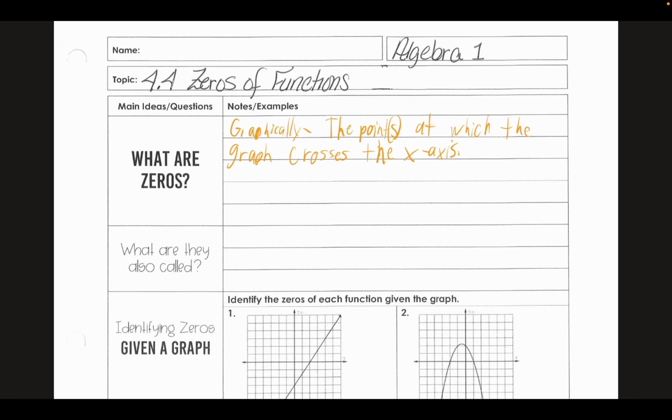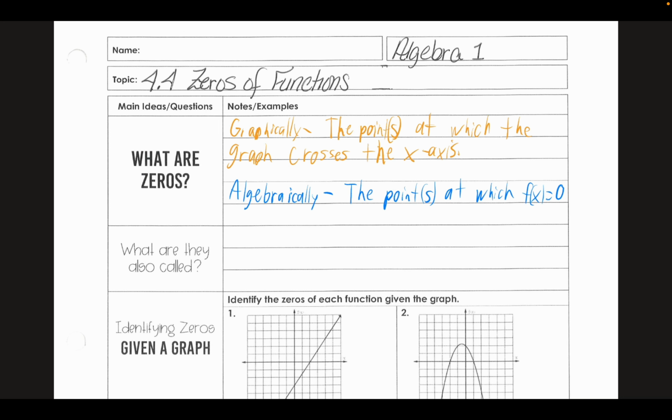And then another way to think about the same thing is algebraically, or in an equation. Blanked on how to spell algebraically for a moment there, I apologize. It would be the point or points, so again using that S in parentheses, at which f of x or y equals 0.